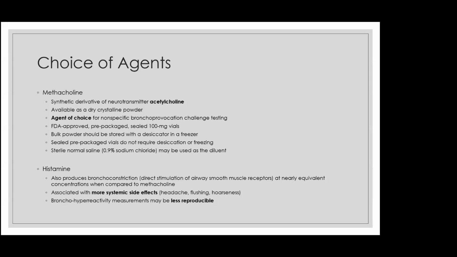Histamine is also something that has been used. It does produce direct bronchoconstriction by stimulating the airway smooth muscle receptors at nearly equivalent concentrations when compared to methacholine. It is, however, associated with more systemic side effects, so you have to take that into account. Patients can develop headache, flushing, hoarseness, things like that. And then the bronchohyperactivity measurements may actually be less reproducible, they found, compared to methacholine. That tends to be why we don't use it often anymore.